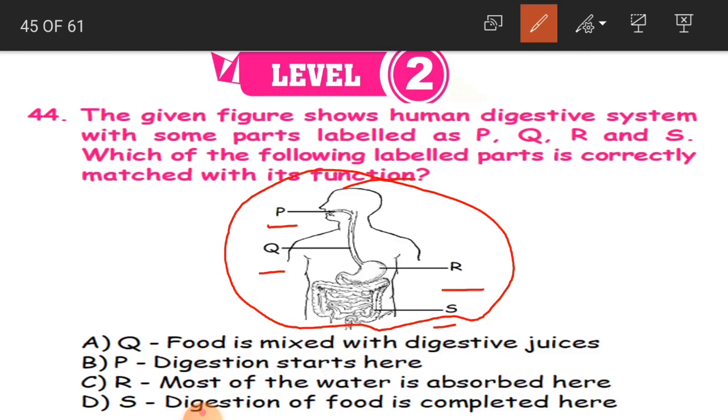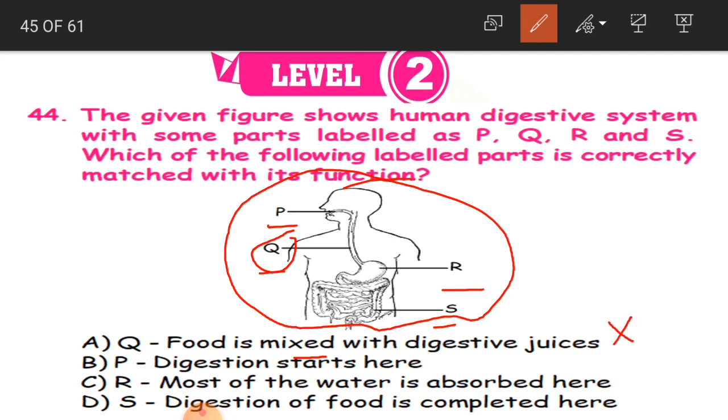See here Q. What is there in the answer? Food is mixed with the digestive juices. Is it correct, children? Where is Q? Here. According to the picture, this Q is a food pipe. So that is why this is the wrong match.